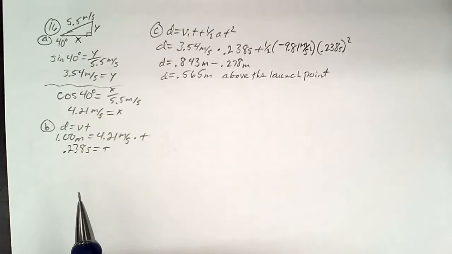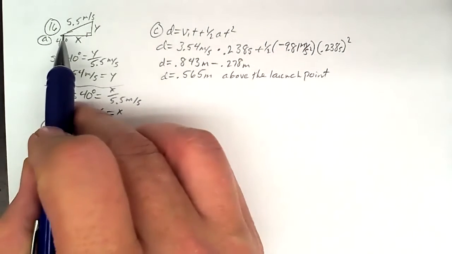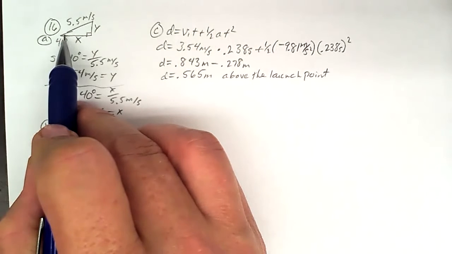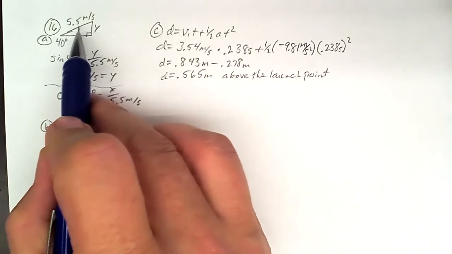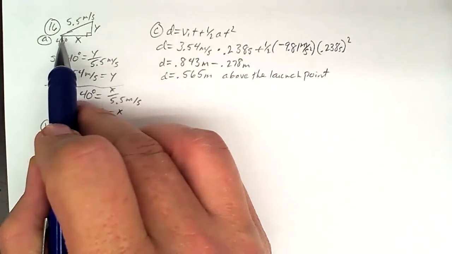For 16, again, read the information. I know you can read, so I won't bother reading it to you. Just hit pause and go read it. We're given an angle and an initial velocity along that angle. So that's essentially the hypotenuse of the triangle.